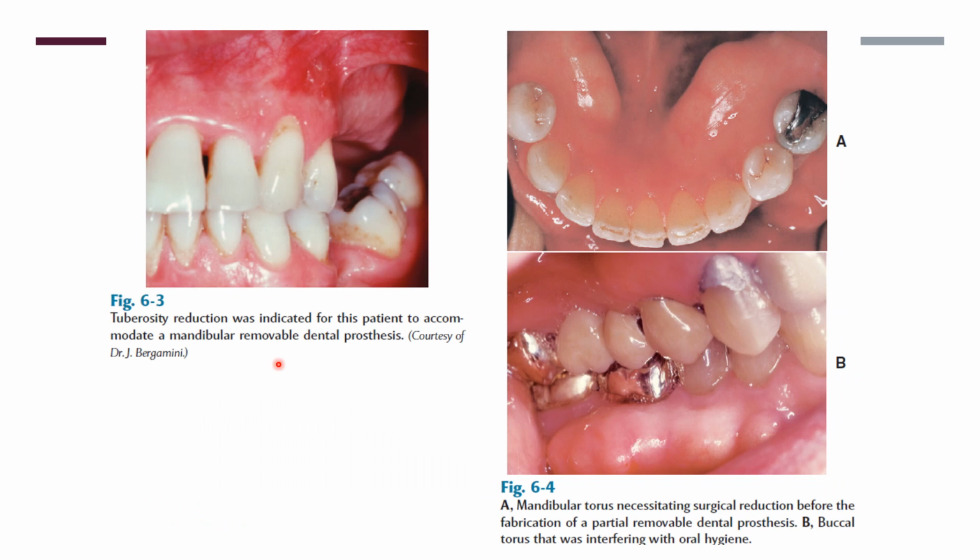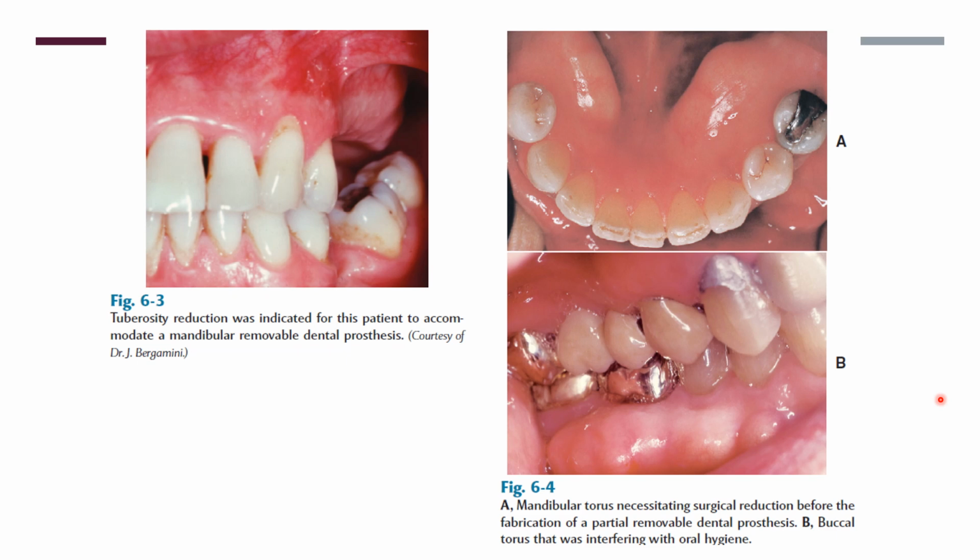Coming to the hard tissue surgery, here you can see tuberosity reduction being done, guys. It was done so we could accommodate the prosthesis, as we did not have enough space. Coming to mandibular tori, they can be excised, guys. Here you can also see a buccal torus. You do see patients with buccal torus.